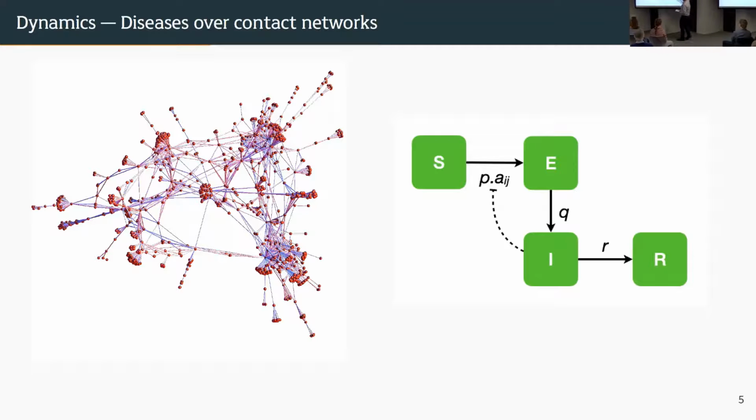Right? The rate of recovery or removal, again, that's something we can get from hospital data, from what we know about the disease. The rate of infection has two numbers here, there's P and there's this AIJ. Ignore the AIJ just for a second. P is the probability that an infected person having contact with a susceptible person will make that susceptible person infected, and therefore exposed. Does that all make sense?